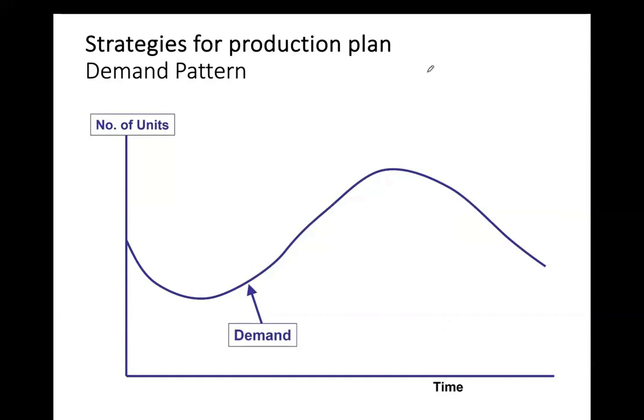Strategies for production plan. Demand pattern. So this is the demand pattern which shows how demand follows. In this graph, on the x-axis we have time, on the y-axis we have number of units. And this is demand that usually keeps fluctuating. For example, at this point, demand is this. At this point of time, demand is relatively low. At this point, demand is relatively high. And at this point, demand is again plummeting. So that's a typical pattern that demand follows. Sometimes it's high, sometimes it is low. And in order to fulfill this demand, the organization needs some strategy.